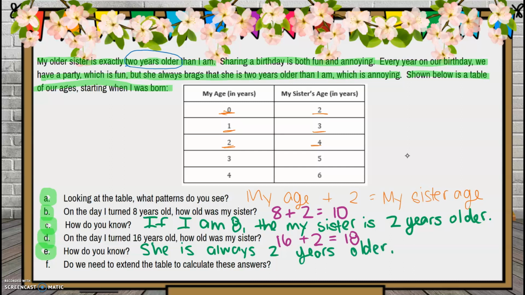And then the last question, F, do we need to extend the table to calculate those answers? I'm going to say that's a no. We do not need to extend the table because we know that we have an equation. So my age plus 2 equals my sister's age. And that can work for even the numbers that are not on the table. Okay? So we do not need to extend the table, because that information can be calculated.